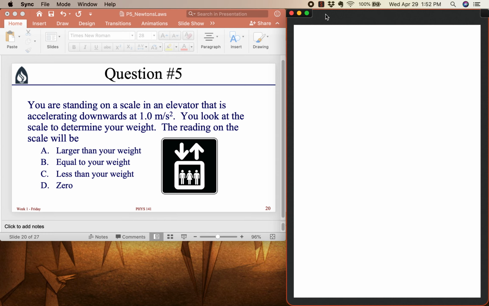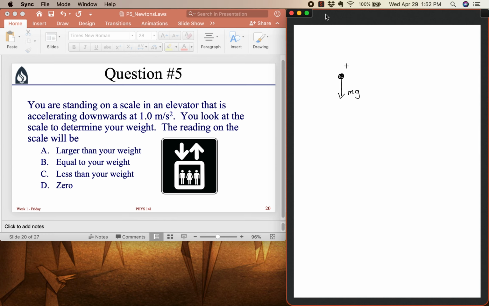To answer this question, let's try drawing a diagram of the forces that are acting on you. So if you're standing on the scale in the elevator, there's going to be two forces acting on your body. If we draw you as a dot and then draw the forces that are acting on you, there will be two forces. Gravity, of course, will be pulling downward.